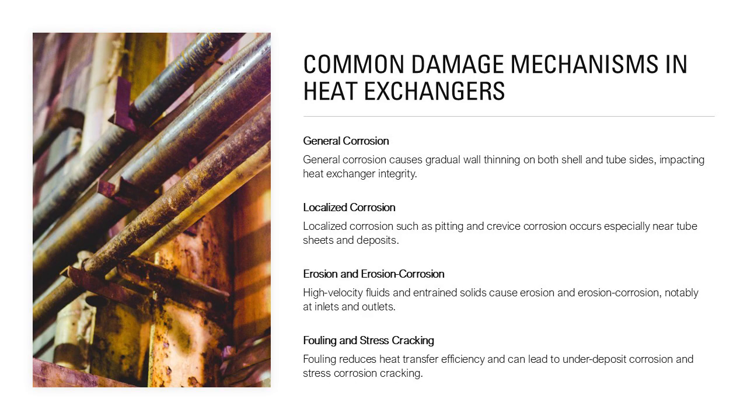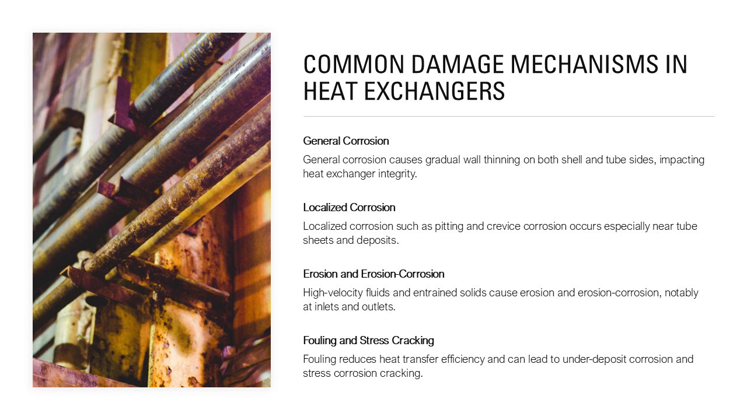Shell and tube heat exchangers are exposed to a wide range of damage mechanisms due to their operating environments and process conditions. General corrosion can occur on both shell and tube sides, leading to gradual wall thinning. Localized corrosion, such as pitting or crevice corrosion, is especially common at tube sheets, under deposits, or in stagnant areas. Erosion and erosion corrosion may result from high-velocity fluids or entrained solids, particularly at inlets and outlets. Fouling can reduce heat transfer efficiency and create underdeposit corrosion conditions.